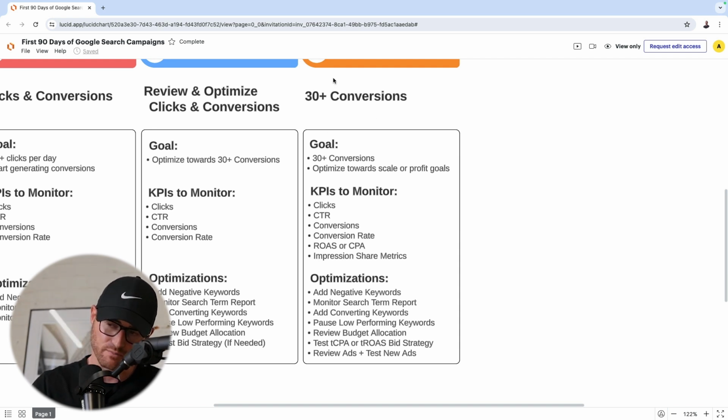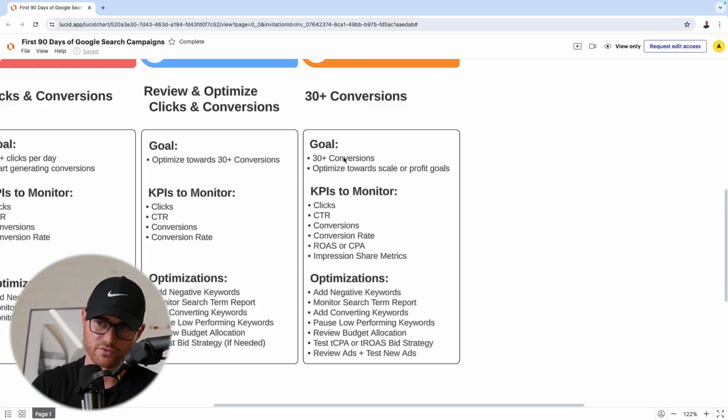KPIs I'm monitoring in month 3, same as usual: clicks, click-through rate, conversions, conversion rate. However, I'm now going a little deeper. I'm looking at return on ad spend and CPA, depending on what this search campaign is. If it's e-commerce, usually it's ROAS. If it's lead generation, usually I'm looking at CPAs. Not always, but in most cases, that's how their success metrics are structured.